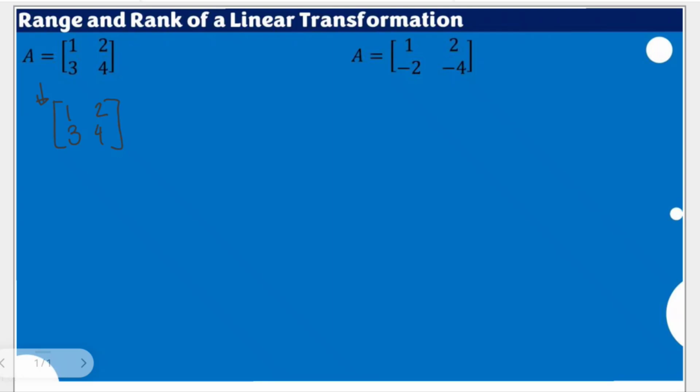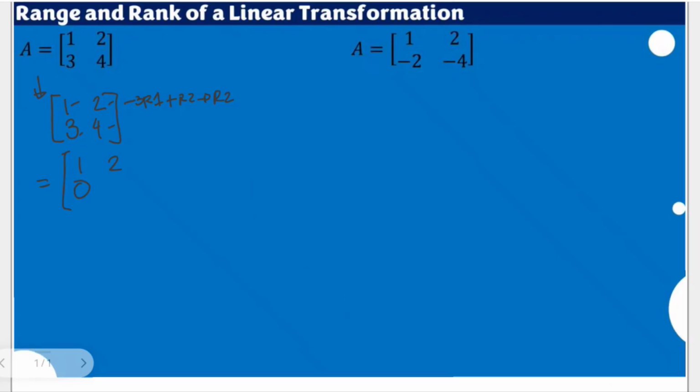Okay, to come up with this reduced row echelon form, let's make this 0. Since this is already a leading one, we will have here negative 3 of row 1 plus row 2 for a new row 2. So we will have this form here. This is still 1 and 2. So negative 3 times 1 is negative 3 plus 3, 0. Negative 3 times 2 is negative 6 plus 4. We have here negative 2.